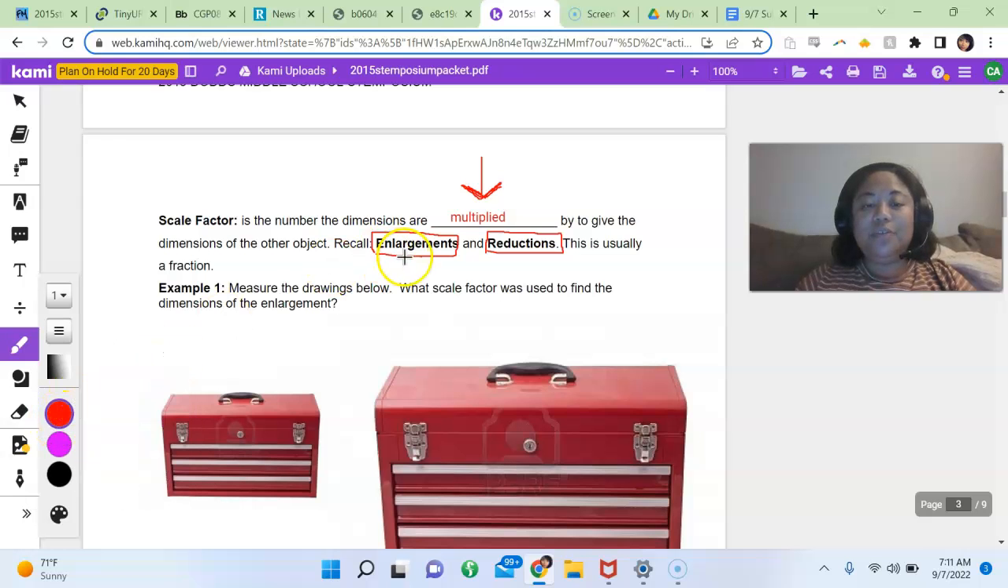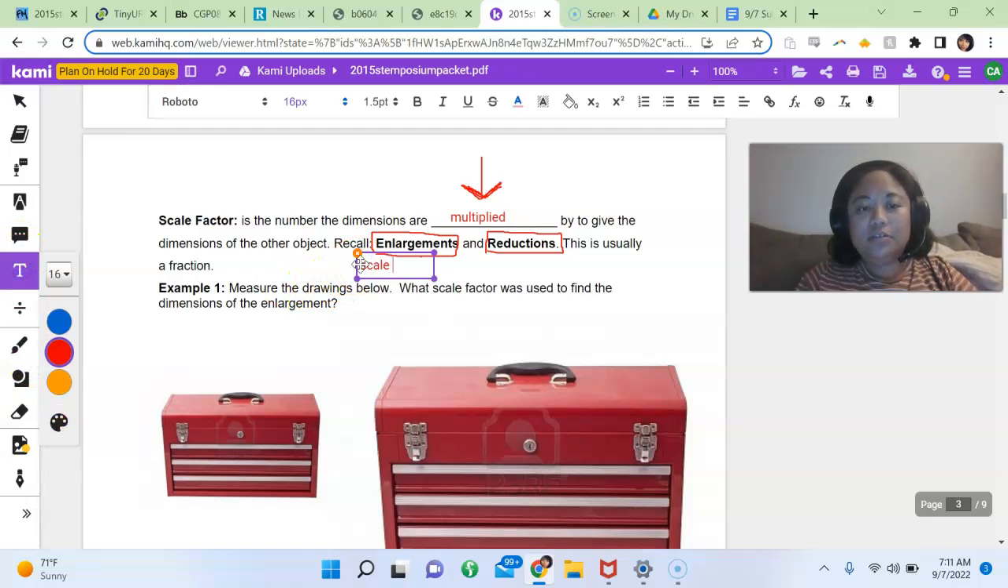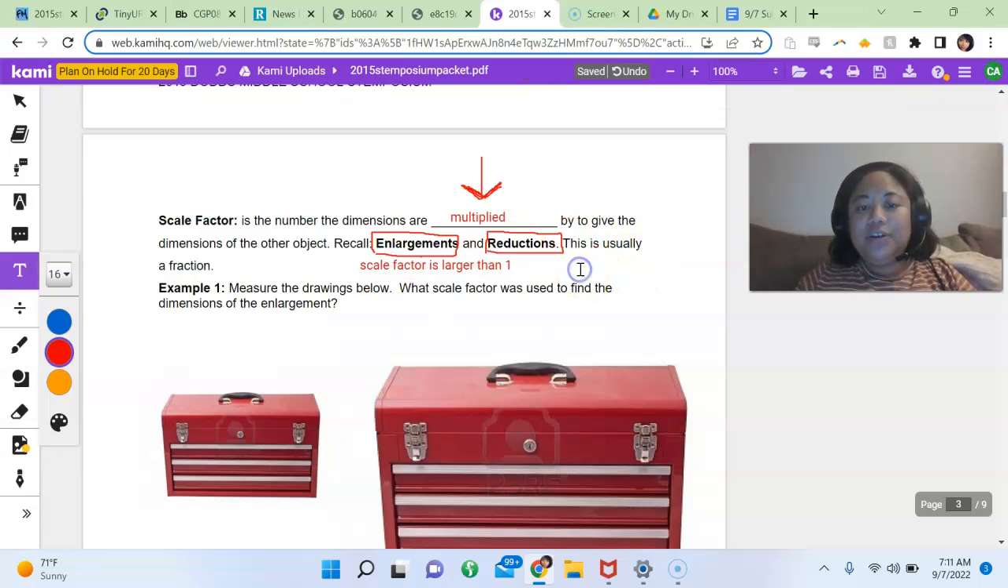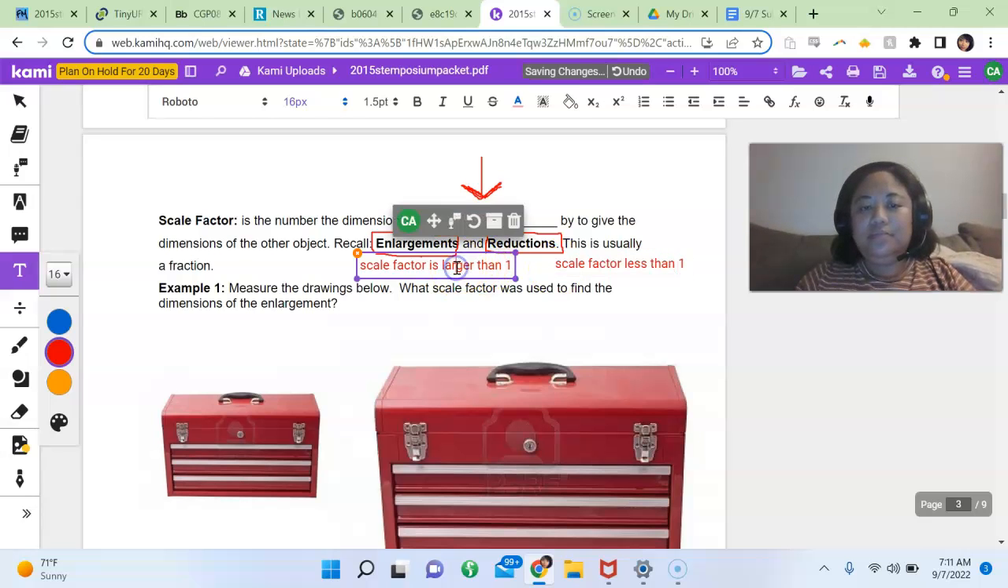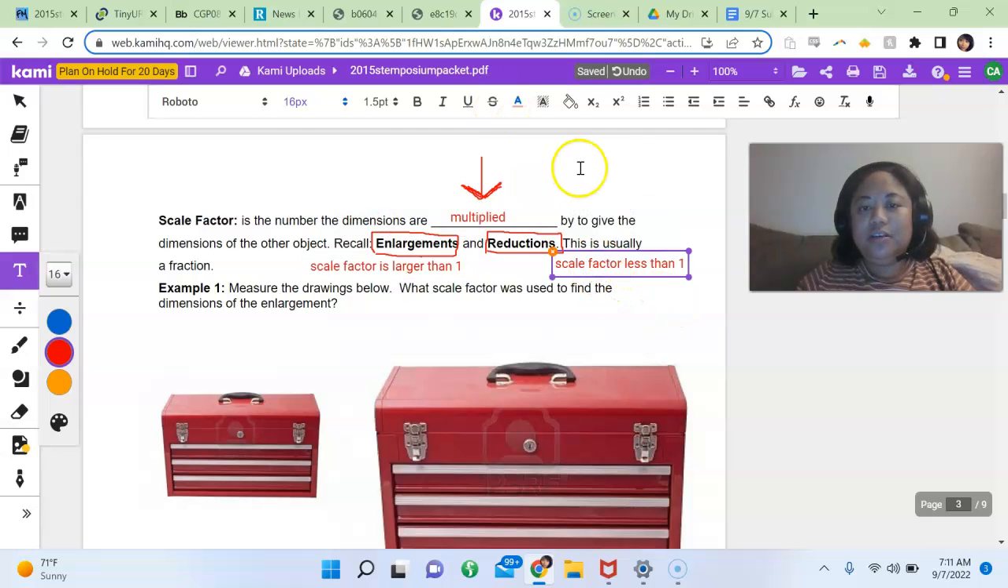All right, so hopefully you were able to say that in order for it to be an enlargement, your scale factor is larger than 1. And for it to be a reduction, your scale factor has to be less than 1. So hopefully you were able to remember that from yesterday. What questions do we have about this?